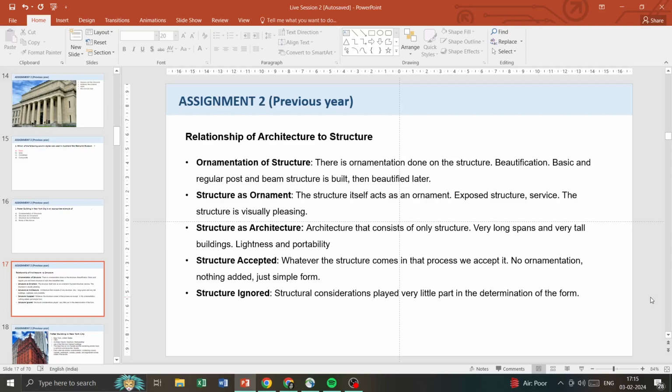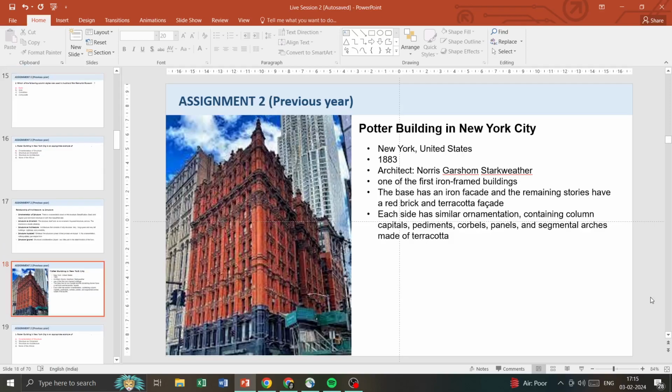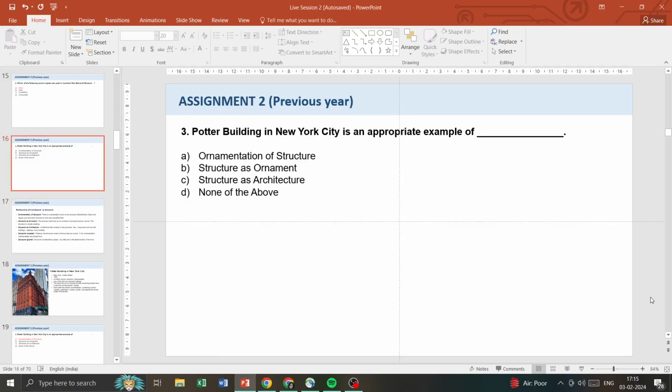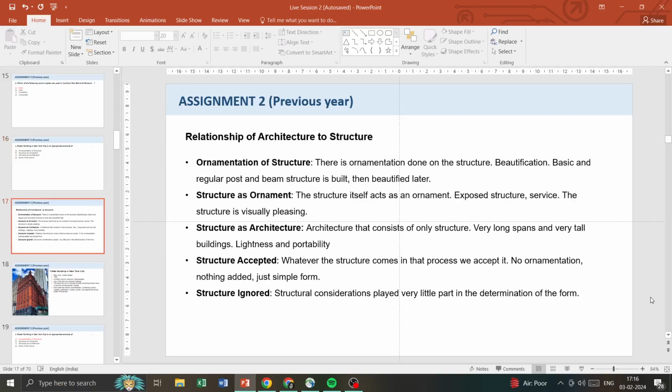Notre Dame Chapel, all these buildings have been designed, the form is fixed, and then the structure has adapted to that form, which means that the structure is ignored, but rather form is more important. So our question actually was that Potter Building in New York is an appropriate example of what? And we were given 4 options.